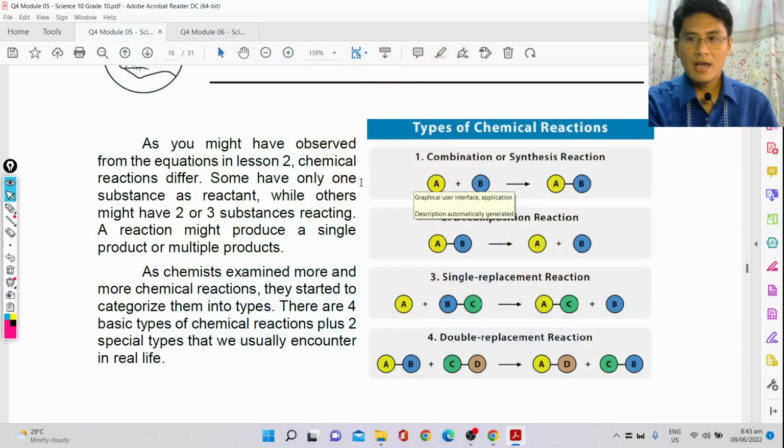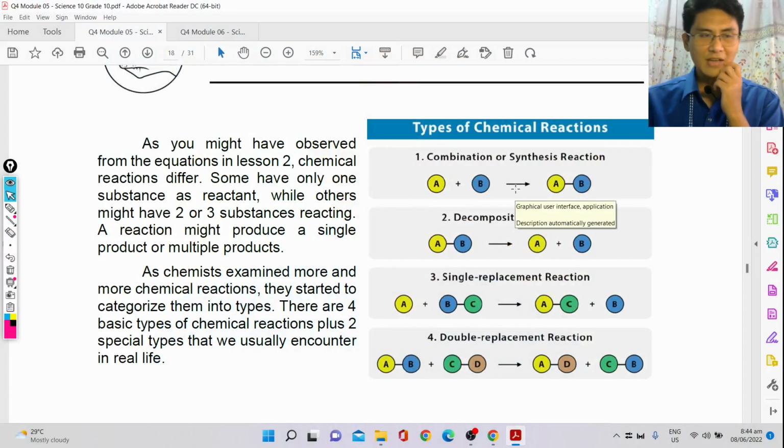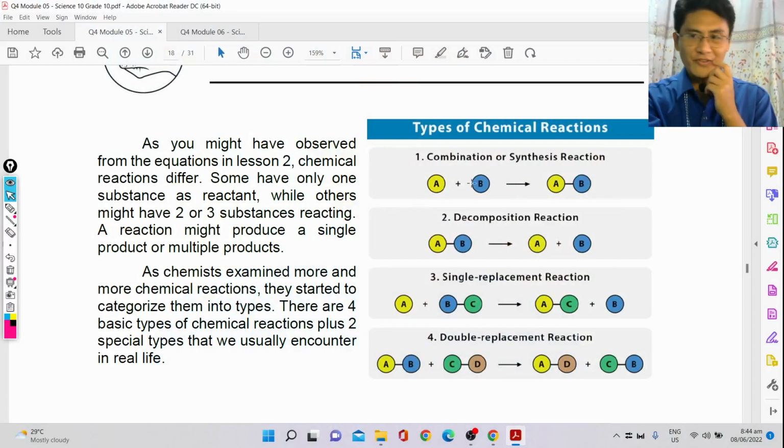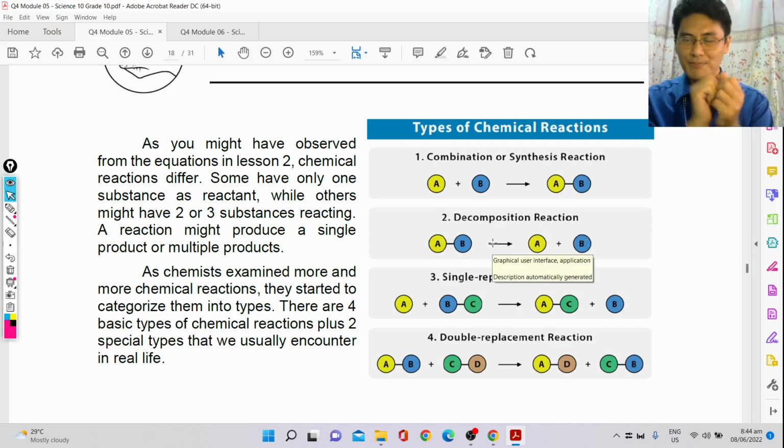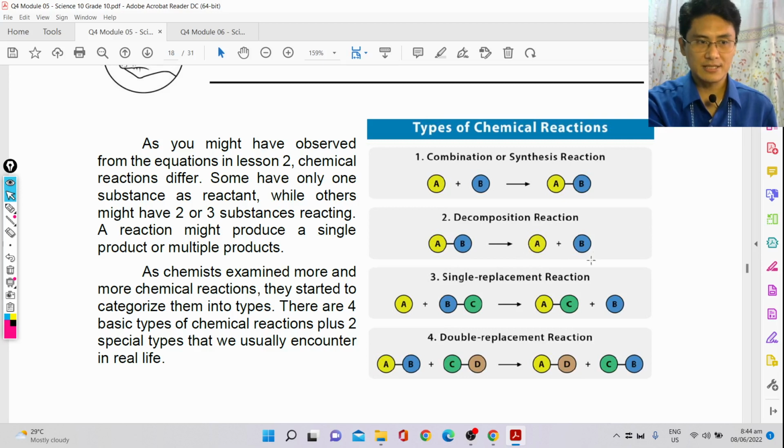So these are the different types of chemical reactions. You have a combination or synthesis reaction. A combination or synthesis reaction happens when you have two different substances and you combine them. That's why the name, and synthesize another substance, right? Decomposition is kind of like the opposite. You have one whole thing and then you are splitting it into two different substances.